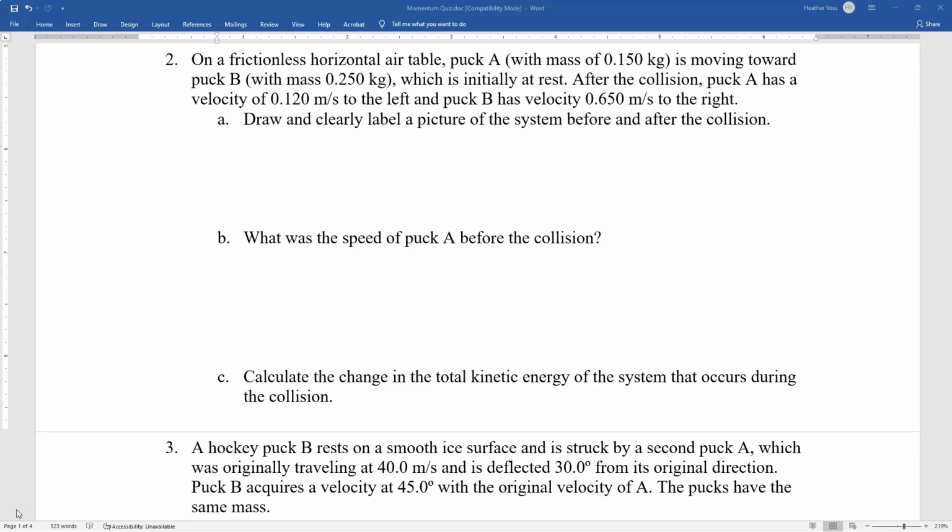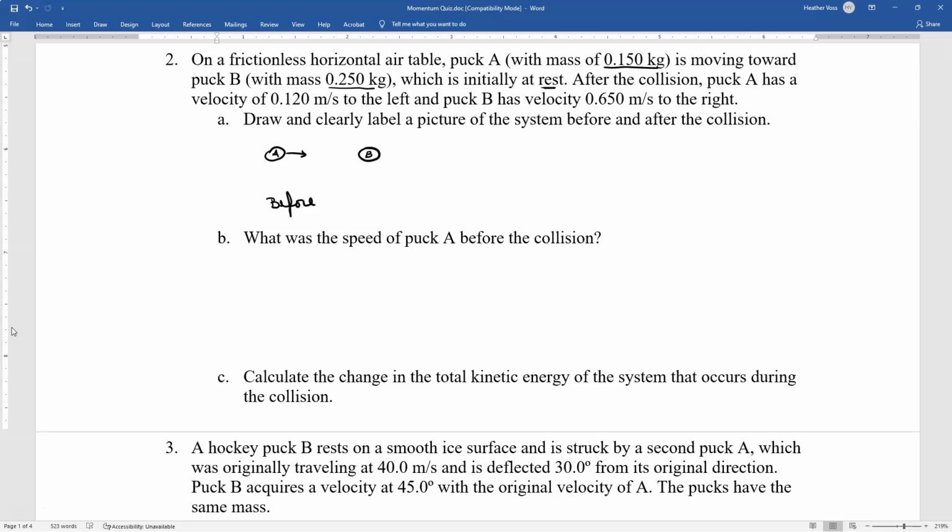Question 2, we have a frictionless horizontal air table. We have one puck A that has a mass of 0.15 kilograms, that is moving towards puck B that has a mass of 0.25 kilograms, that is initially at rest. So if you think about it, you're going to have A coming in with some velocity and hitting B, which is at rest. So that's my initial, before the collision.